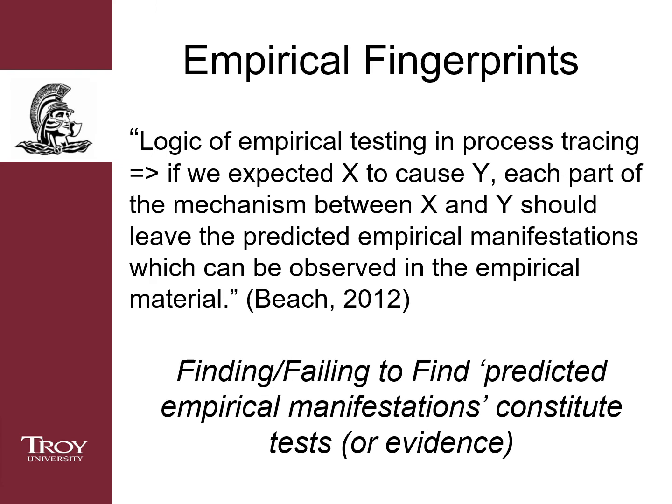Okay, I've been using the term empirical fingerprints, but Beach describes the logic of empirical testing in this, right? So we're doing empirical testing, and his idea is that the logic is if we expected X to cause Y, each part of the mechanism between X and Y should leave the predicted empirical manifestations which can be observed in the empirical material. So finding the predicted manifestation passes the test. Failing to find it fails the test.